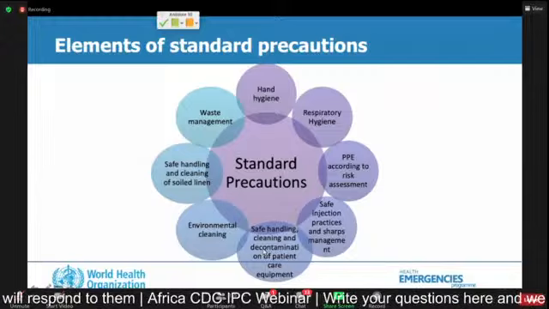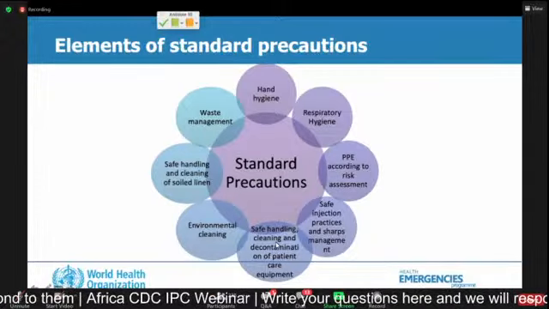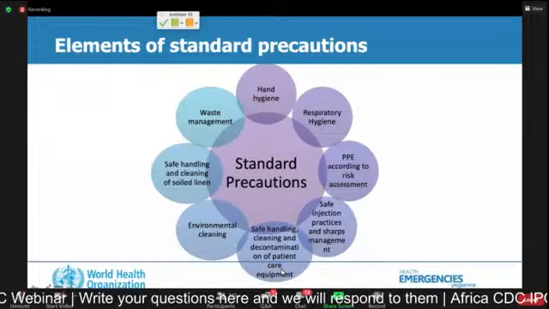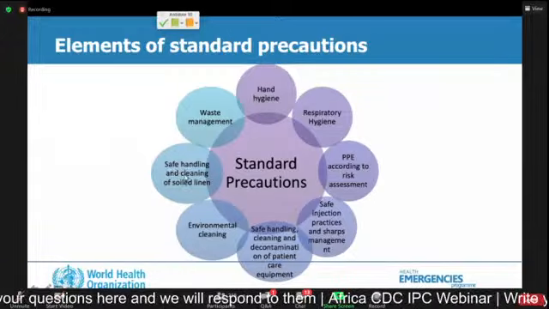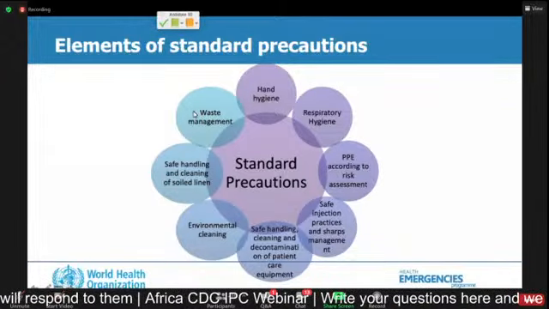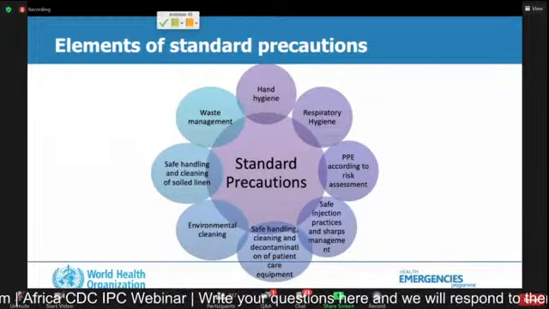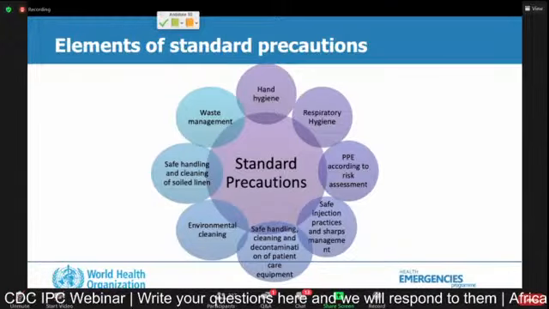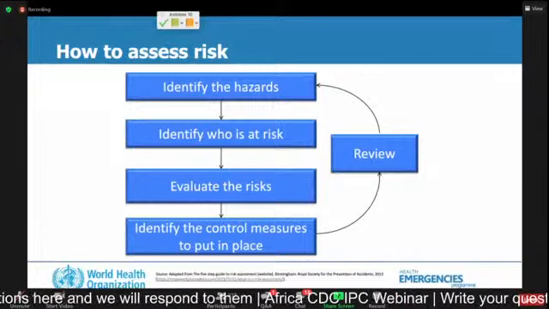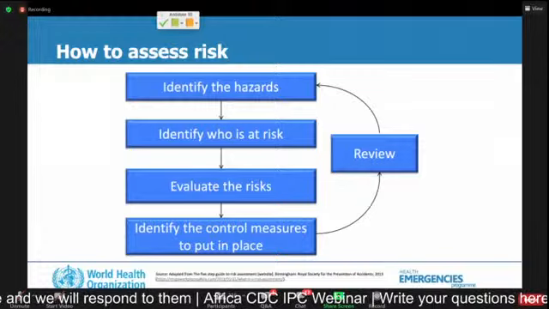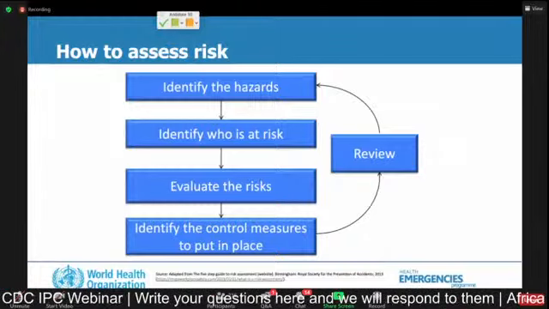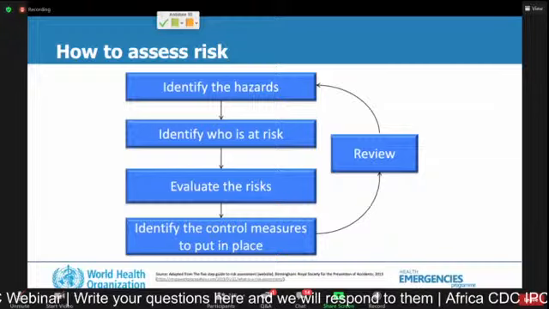We need to properly handle, clean and decontaminate patient care equipment, to make sure that environmental cleaning is properly done, that we are managing linen well, but also that all the waste we're producing in a healthcare facility is managed properly to avoid continuous transmission. So as I said, when we're applying these precautions, we need to identify the hazard. When we have identified the hazard, we now need to identify who is at risk. Then we evaluate the risk, and then we identify what control measures we have to put in place.